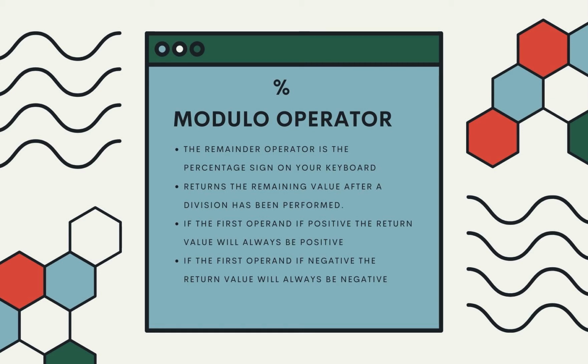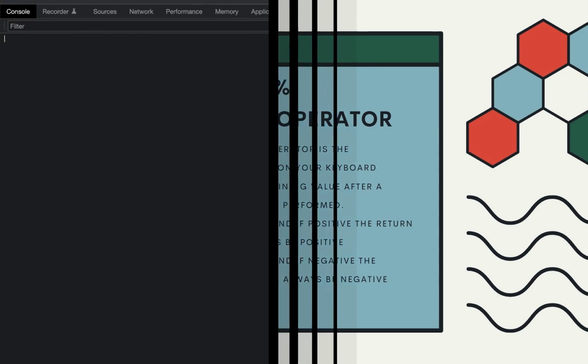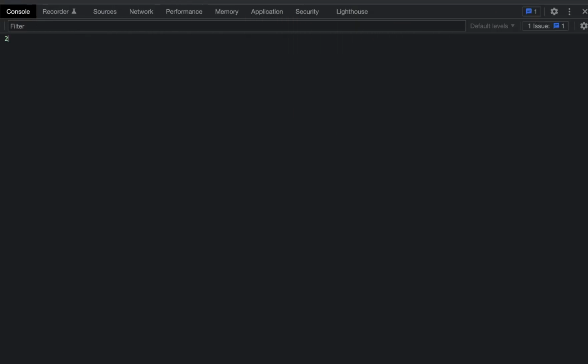Let's have a look at some examples. We'll start by using this operator with 27 and 2. So 2 goes into 27 13 times. So we get 1 returned as the leftover or remaining value. When we use the operator to see how much is left over when we place 2 into 100, we get 0 because there's no remaining value.